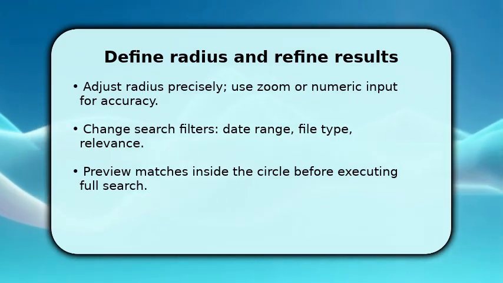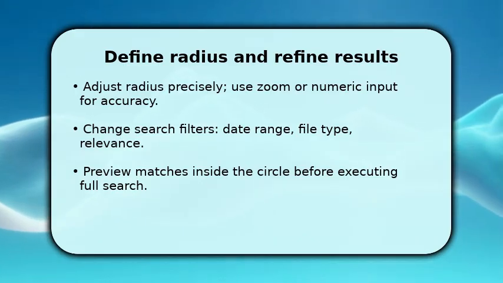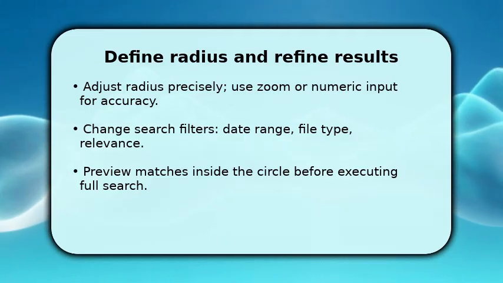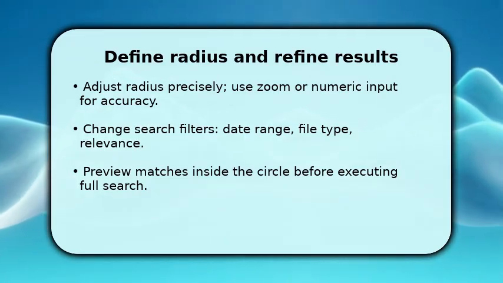You should preview highlighted matches within the circle to verify coverage. If items are missing, expand or shift the circle slightly. As you iterate, balance radius size against filter strictness.